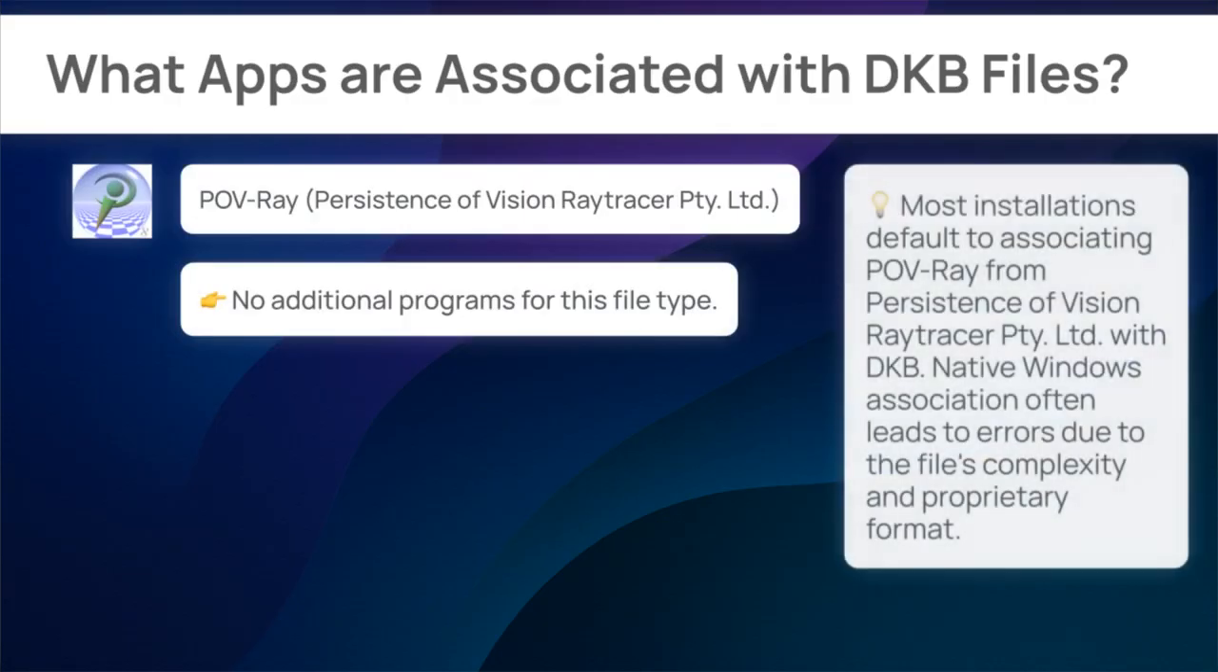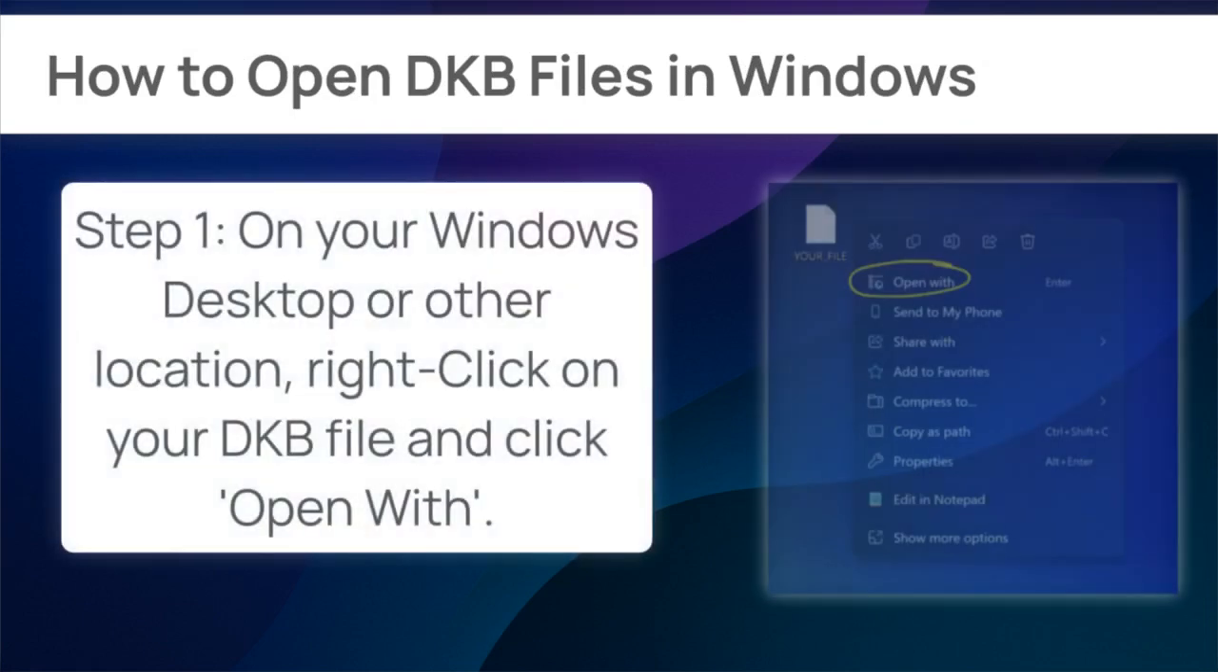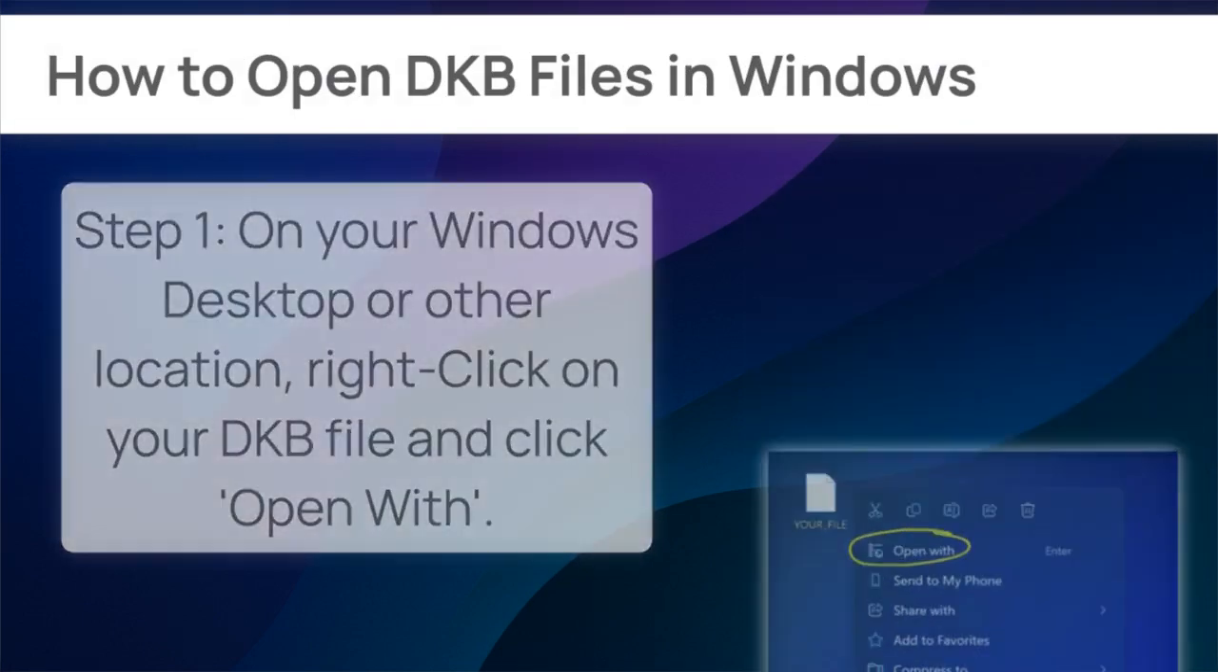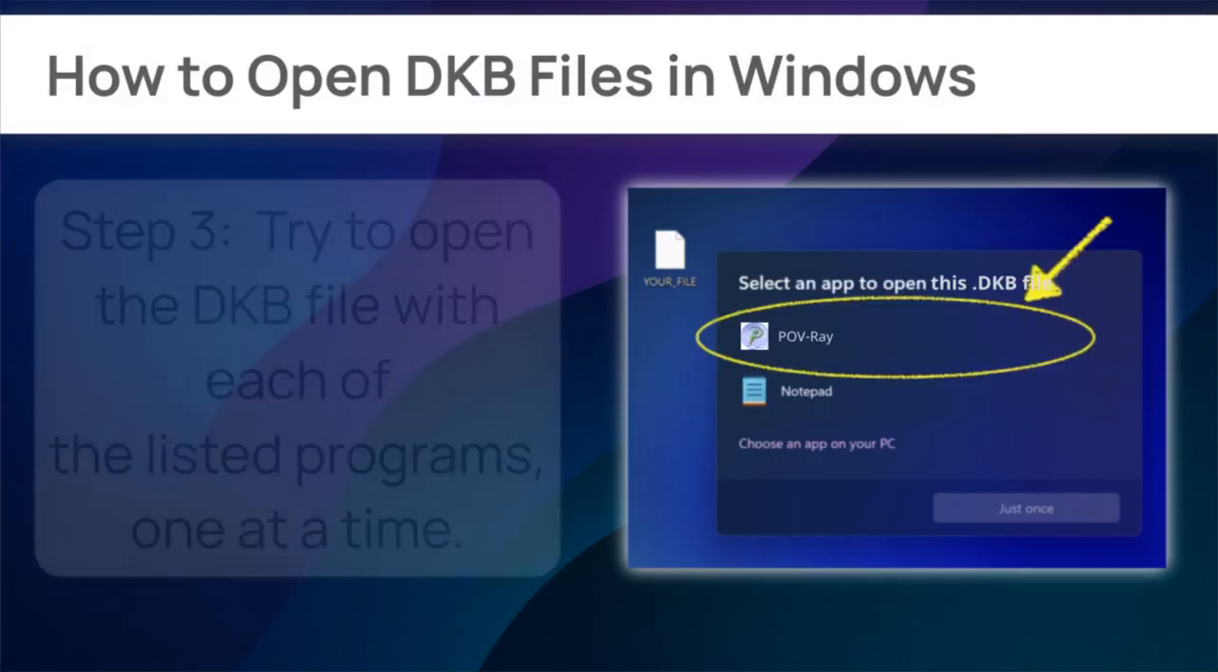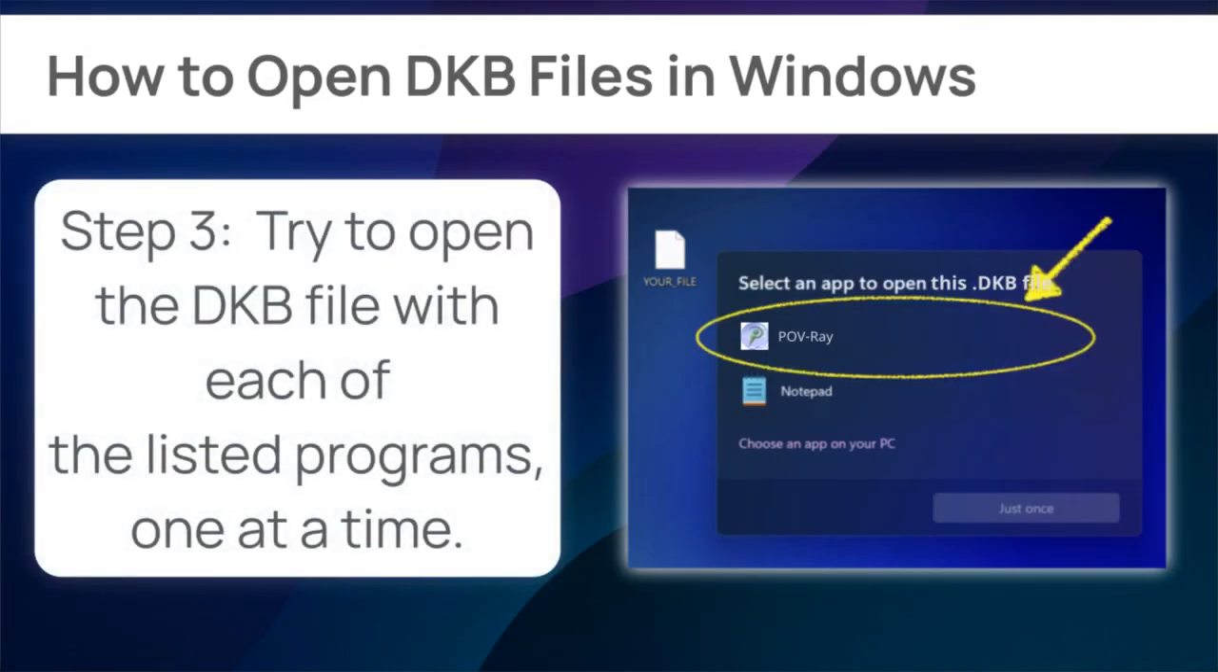This file type demands a dedicated niche application for proper interpretation and manipulation. Windows offers restricted visibility into model features, so full review requires appropriate CAD programs. To unlock this specific file type, right-click your DKB file and select Open With. If POV-Ray is available, use that first. If it's missing, choose another program. We are looking for the software that recognizes the header.